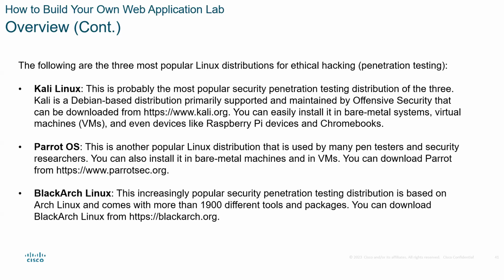The OVA is the Open Virtualization Appliance, where you can install in a virtual machine environment, and even install on devices like your Raspberry Pi, those tiny devices they use a lot to automate some of these attacks, or a Chromebook. And Parrot OS is another popular Linux distribution, used by many pen testers and security researchers.